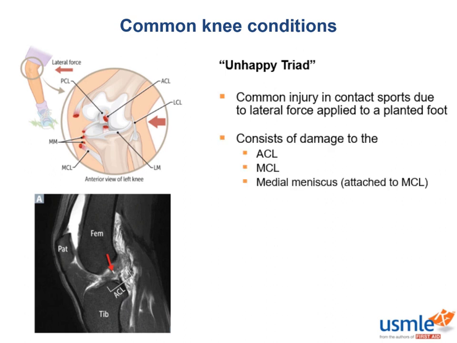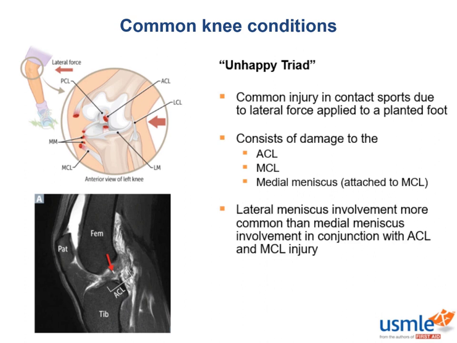However, if you get a question that asks you what injury is most commonly associated with an isolated ACL tear, the answer is the lateral meniscus. Now let's just take some time to digest that. If an unhappy triad occurs, it's the ACL, MCL, and medial meniscus. This makes sense because a portion of the medial meniscus fibers are actually attached to the deep fibers of the MCL. So with one goes the other.